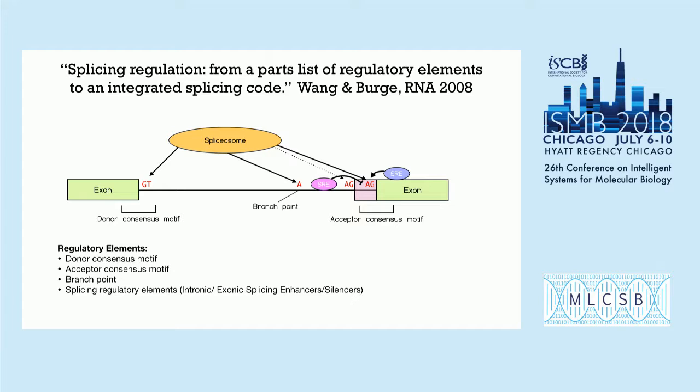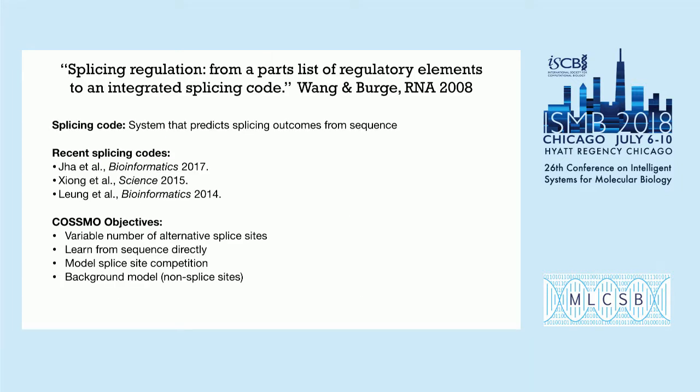What we need to do is integrate all these features into a computational code that can actually weigh the strengths of all these different features and tell us what the result will be. This whole objective is very well summed up in the title of this review paper by Wang and Burge from 2008: from a parts list of regulatory elements to an integrated splicing code. Since this was proposed, many splicing codes have been built by different groups, but we are still very far from solving that problem.